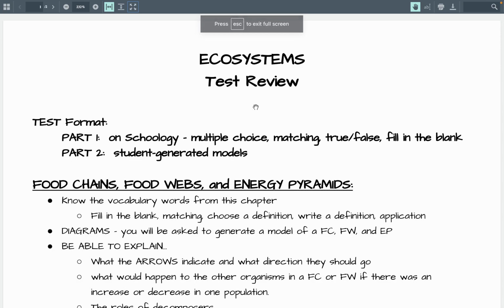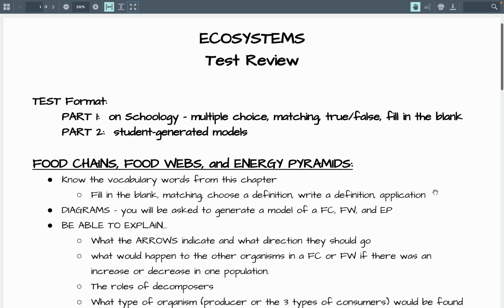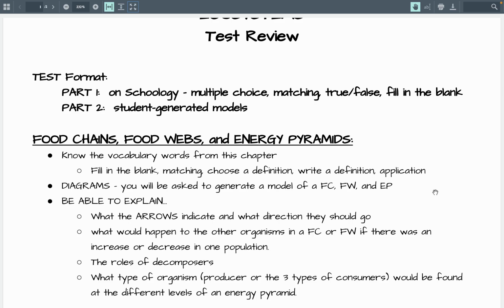I have hard copies in the classroom if you would like to have a hard copy, or if you have an opportunity to go ahead and print one off at home, you can do that. The test format, it'll be 2 parts. So part 1 will be on Schoology. This will be multiple choice, matching, true, false. I may have a couple fill in the blank. And then part 2 is going to be student-generated models. And you'll have a student-generated model from each one of the chapters in this unit.